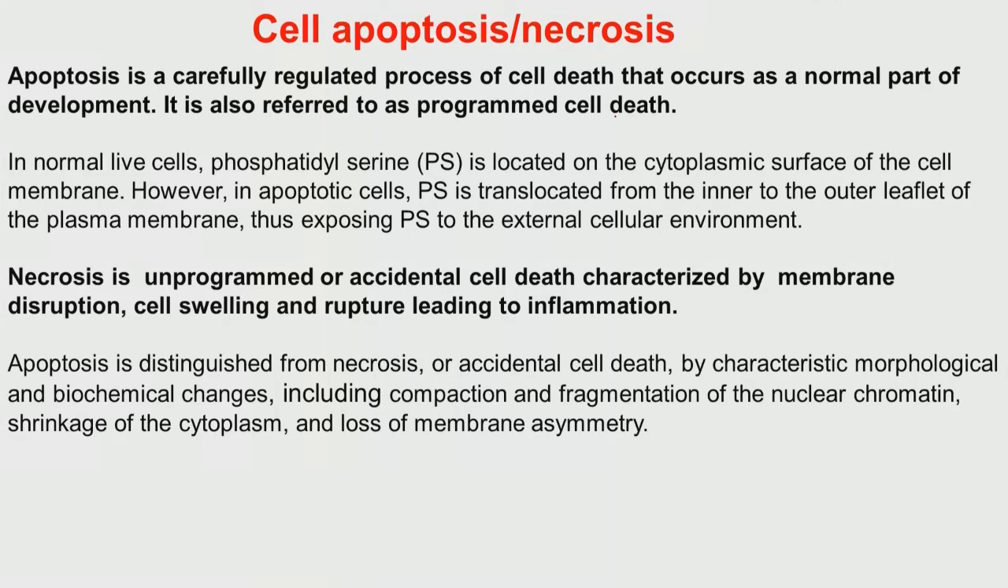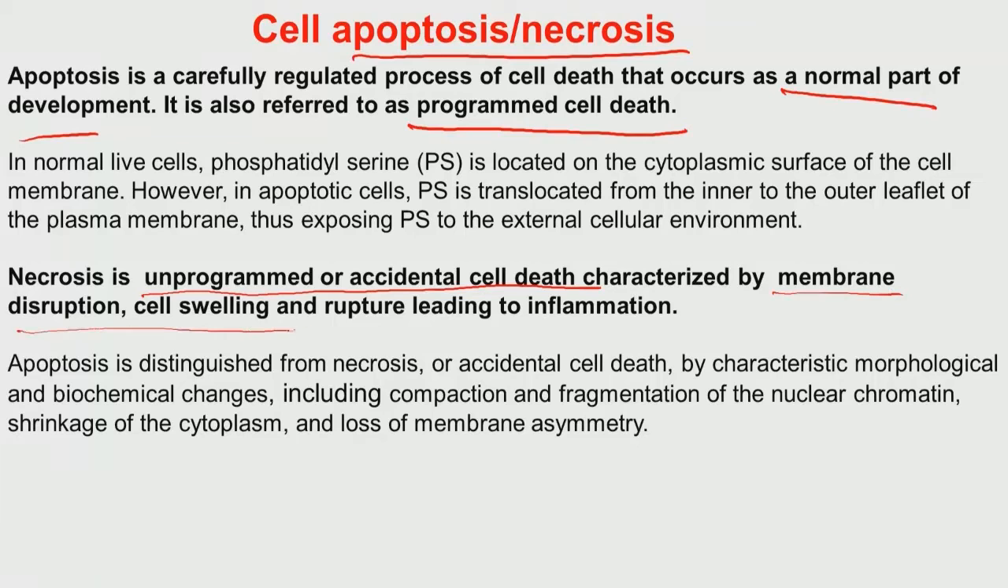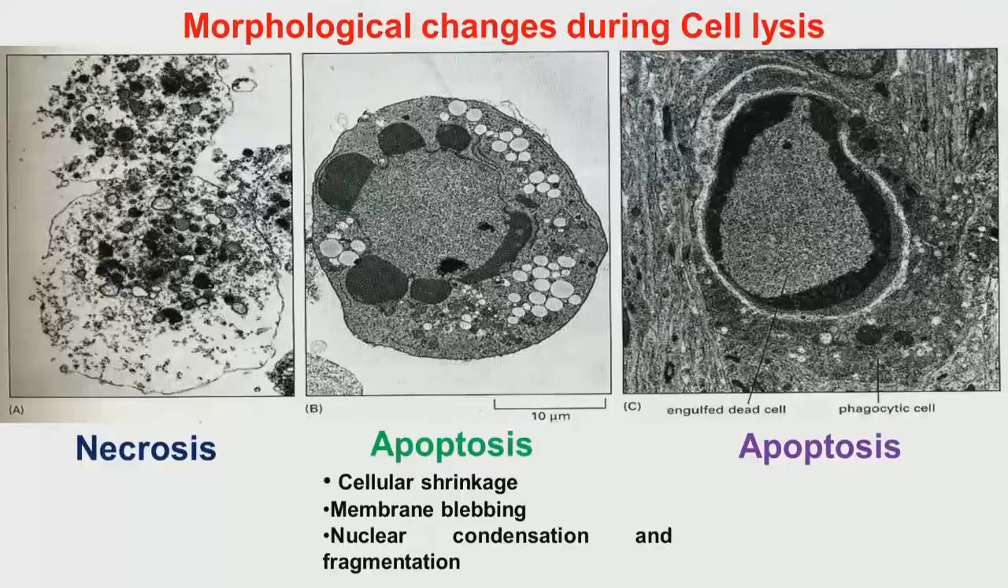These two modes of death, apoptosis and necrosis, are summarized in this slide. One is a very regulated process of cell death that occurs as a normal part of cellular development, known as programmed cell death. Another is unprogrammed or accidental cell death, characterized by membrane disruption, cell swelling and rupture, often leading to inflammation. These are the cell morphological features during the two modes of death.